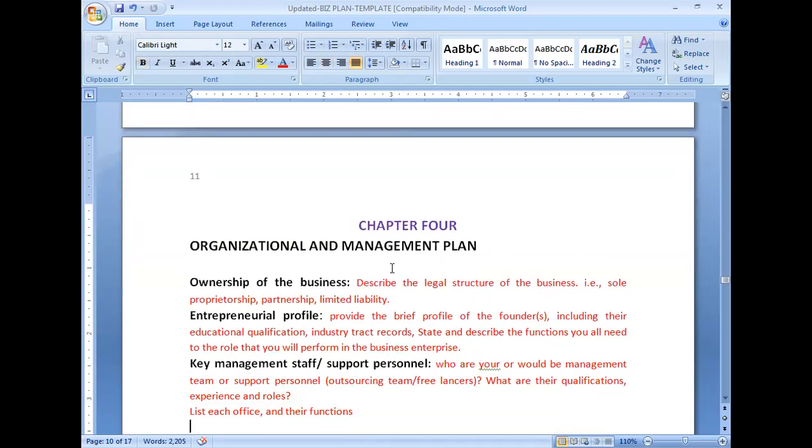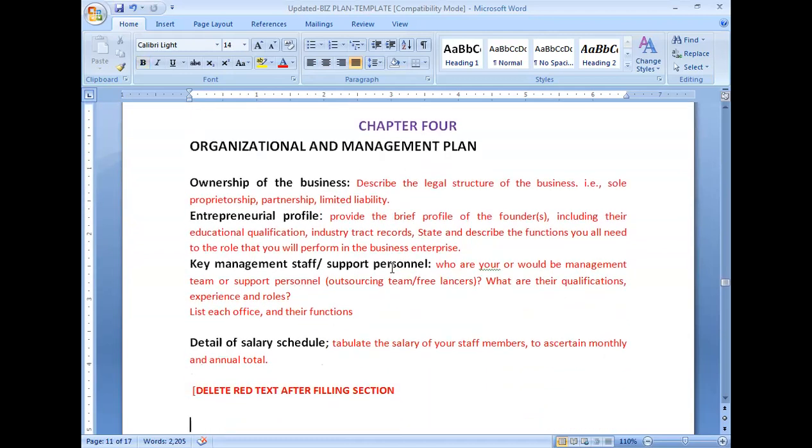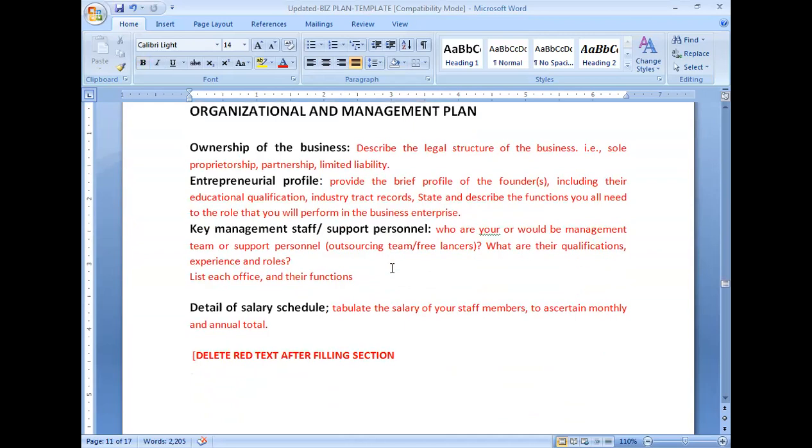Okay, so chapter 4 is talking about organization and management plan. So you need to talk about the ownership of the business. So is the business a sole proprietorship, or is it a partnership business, or is it a limited liability company or an NGO? So it has to be stated here.